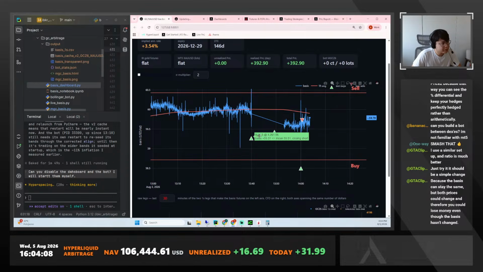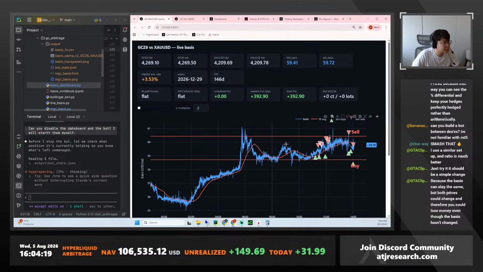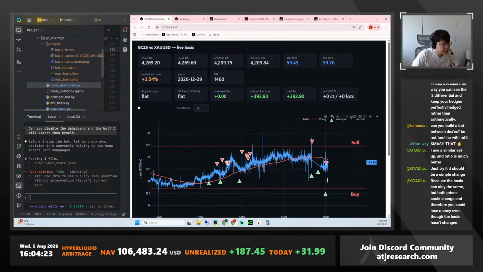But I think maybe these arrows might be a mistake here. I'm not very sure. It looks very suspicious to me. Still needs some testing. But overall this basis looks good to me now, right? So right now the basis is like 59 or almost 60. So I think this is good.